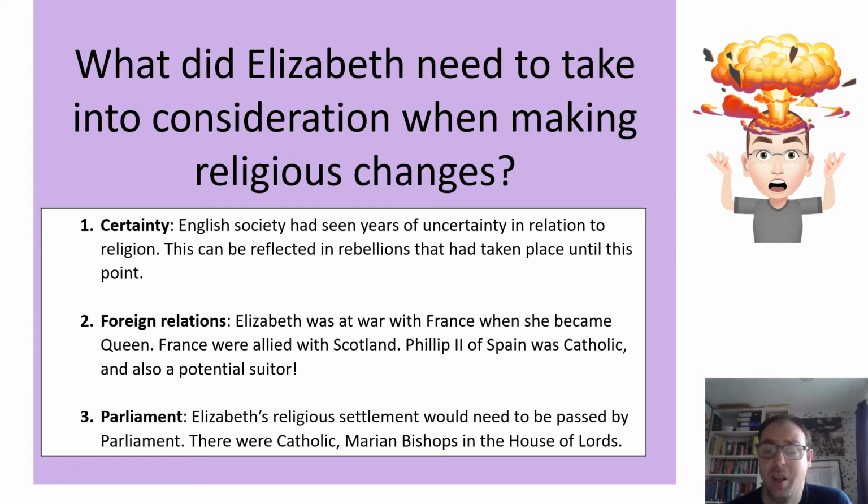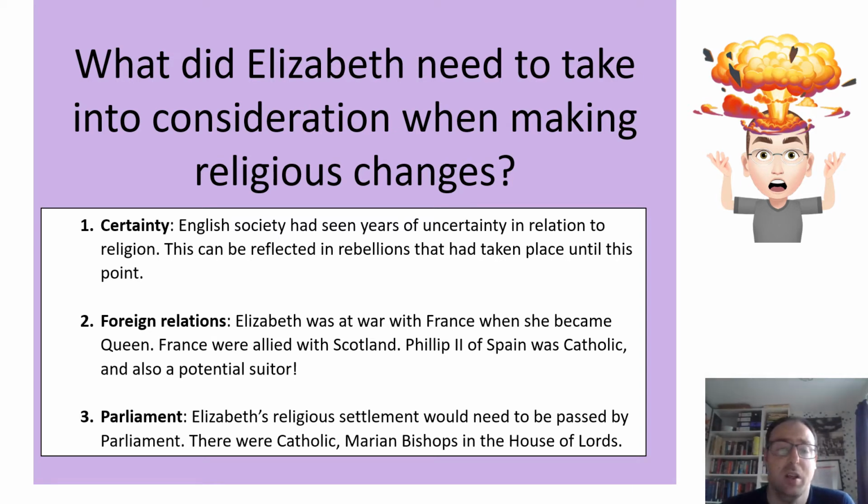Foreign relations is very important. Elizabeth was at war with France when she became queen, handed down from Mary. France was allied with Scotland. Philip II of Spain had just been married to her sister, the first suitor for Elizabeth's hand, and obviously he's Catholic, so Elizabeth has to be careful with the degree of Protestantism she's going to go for. It again might lean her towards going back towards Catholicism because it's going to help in foreign relations.